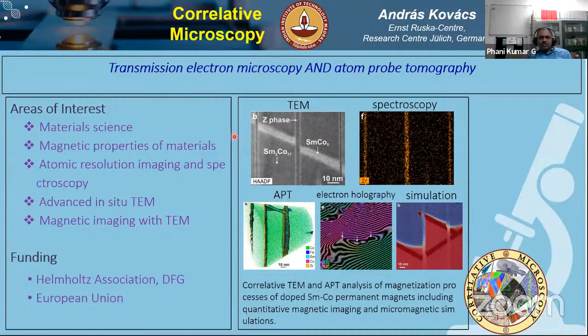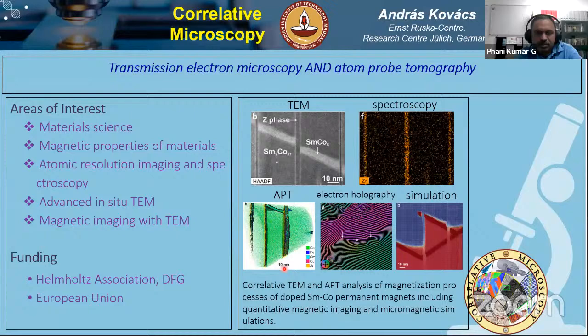My background is physics, material science, and thin film physics. What I work on is advanced transmission electron microscopy. We study the structure and chemical properties of materials with transmission electron microscopy. And many times, even when we are using advanced techniques, we have to combine our measurements with other techniques, and that's why correlative microscopy is very important.